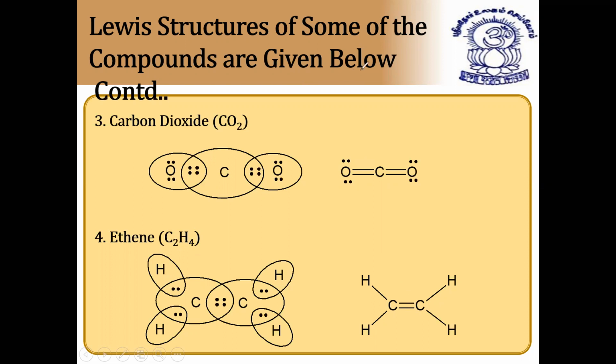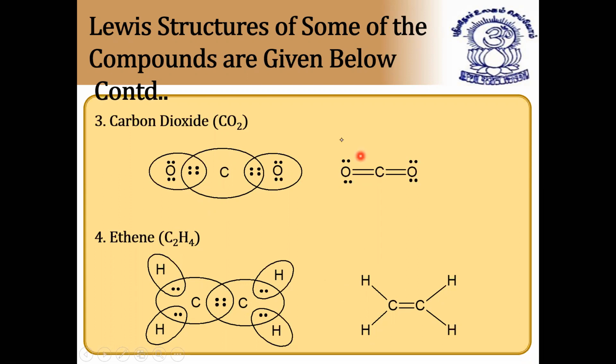If they are sharing 2 electron pairs, it is nothing but a double bond. If they are sharing 1 electron pair, a single covalent bond. Here 2 electron pairs, double bond. See, 1 electron pair, single bond, 1 electron pair, single bond, 1 electron pair, single bond, 1 electron pair, single bond. On the whole, you will get 4 single covalent bonds in ethene and 1 double bond. So a total of 5. I hope it is clear.